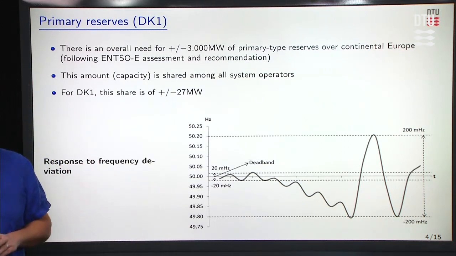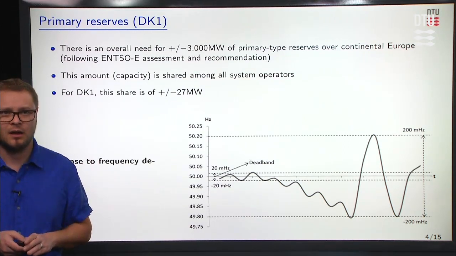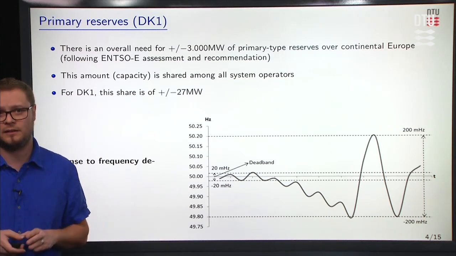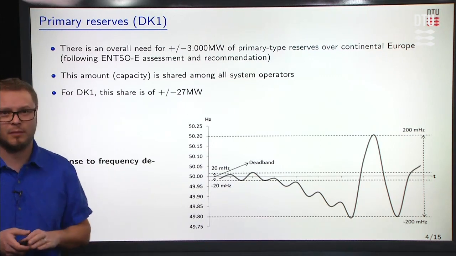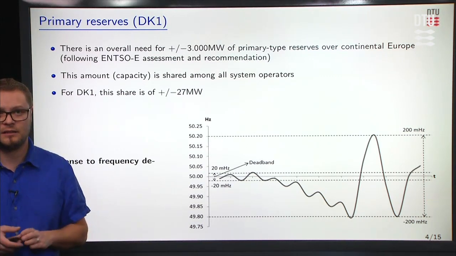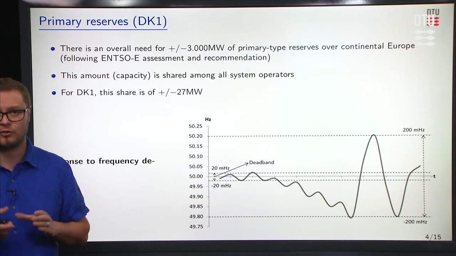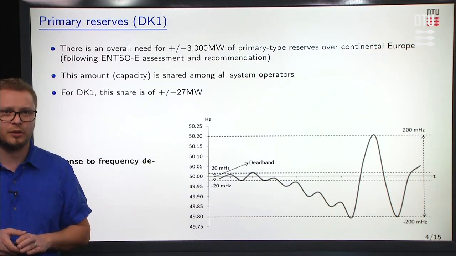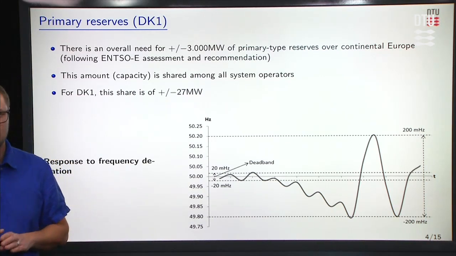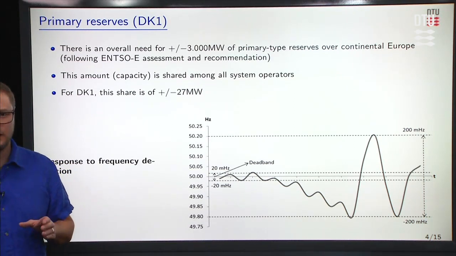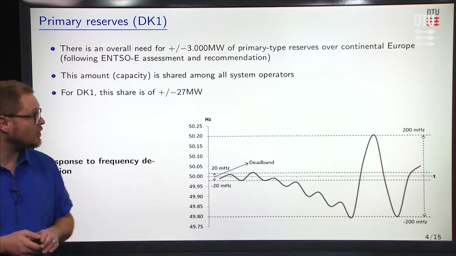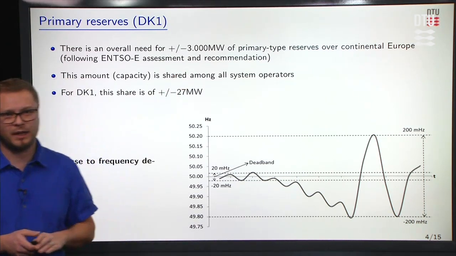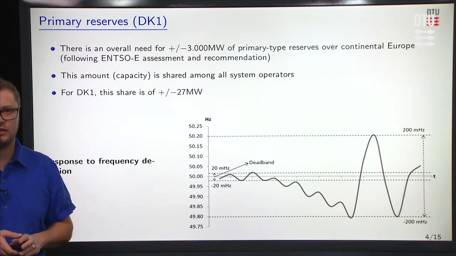Since we have a single power system with a single frequency, we also have an overall need of primary reserve, which is estimated in Europe at 3,000 megawatts. It's estimated by the European Association of Transmission System Operators, ENTSO-E. Based on this assessment, there is a recommendation for the various system operators within the area to contribute to their share of this 3,000 megawatts, and for DK1 this share is of plus minus 27 megawatts.